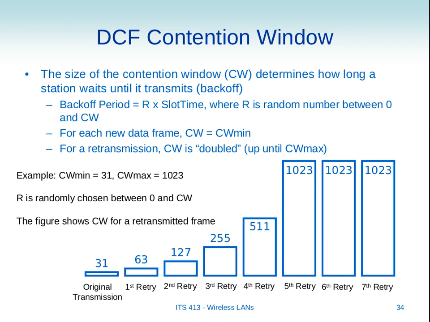So we want to start with a small value to make sure that we don't have to wait for long. But we want to have a higher value to reduce the chance of collisions. So we start with a smaller value. If we do have a collision, increment it or double it effectively.